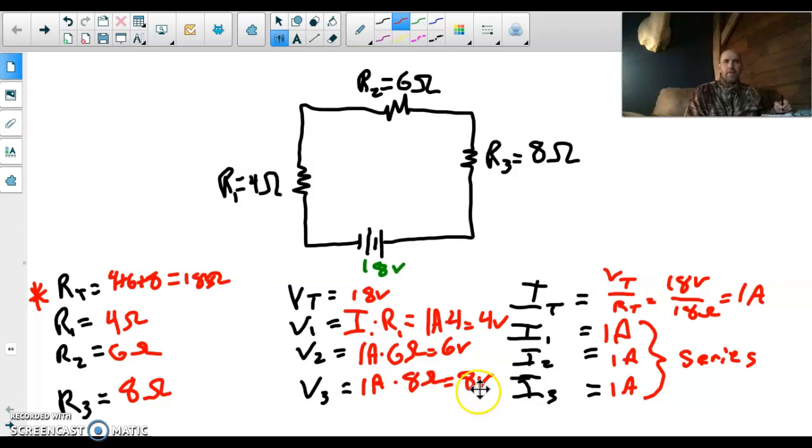Step number 5 in your notes was, do your individual voltage drops add up to your total? Does 8 plus 6 plus 4 equal 18? And the answer is yes, it does. And that's it. That's how you solve what looks like a fairly complicated problem. That's how you go out and solve it.